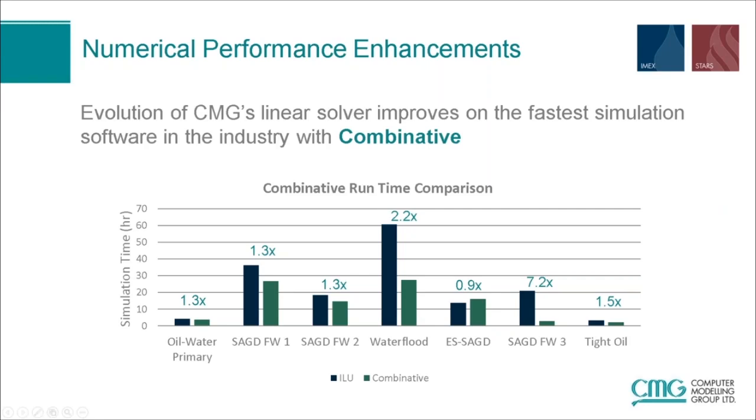And then finally, we have a tight oil case over here on the right, which went 1.5 times faster using combinative. And this particular tight oil case would have been a dual continuum model, using CMG's dual porosity or dual permeability options. And combinative, we found, is showing consistent speedups for these types of models as well, if you're using the dual continuum models, particularly in unconventional cases.